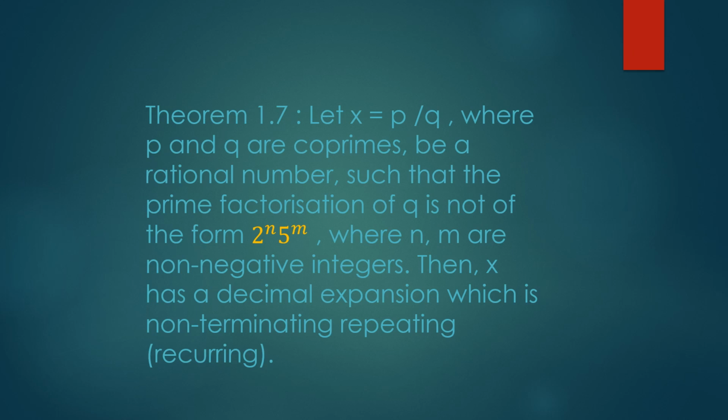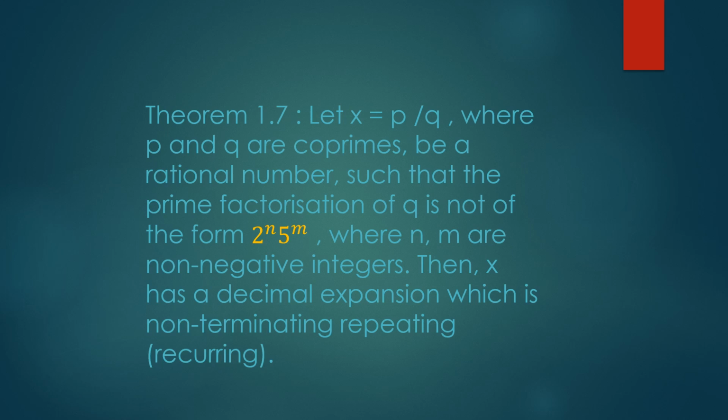So now we will make the statement of Theorem 1.7. Let x is equal to p upon q, the same as Theorem 1.6. The starting is the same. Let x is equal to p upon q, where p and q are co-prime numbers, be a rational number such that the prime factorization of q is not of the form 2 power n, 5 power m, where n and m are non-negative integers. Then x has a decimal expansion which is non-terminating repeating, meaning recurring.